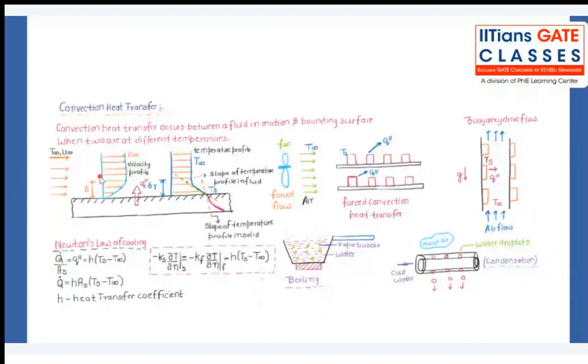The distance from where the velocity changes to the free stream velocity is the boundary layer. Since we are talking about velocity, this is the velocity boundary layer.